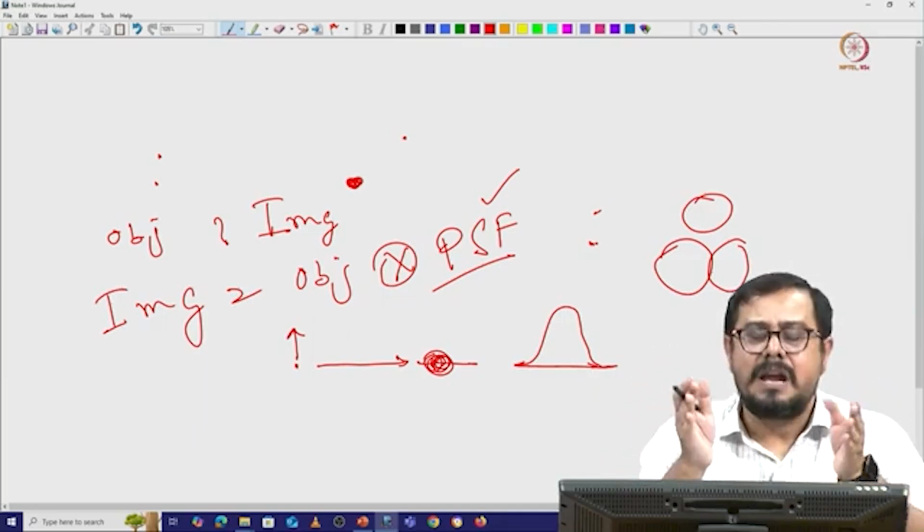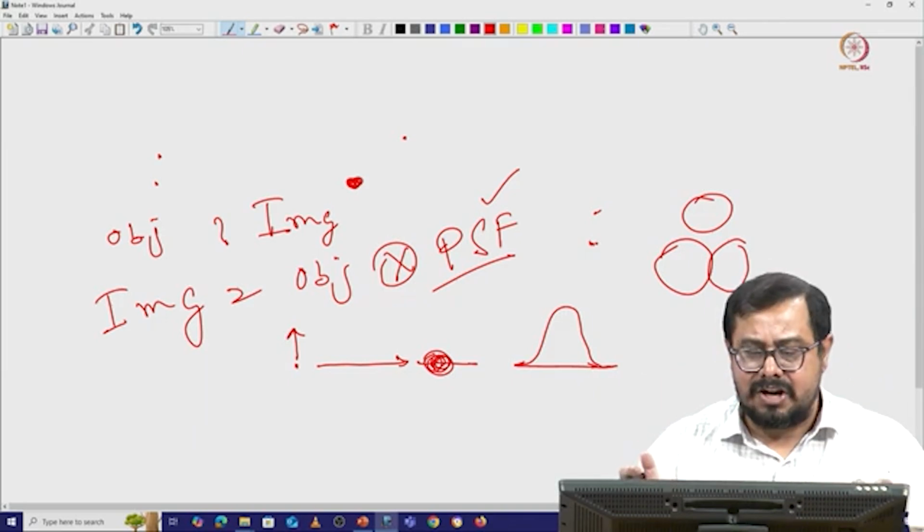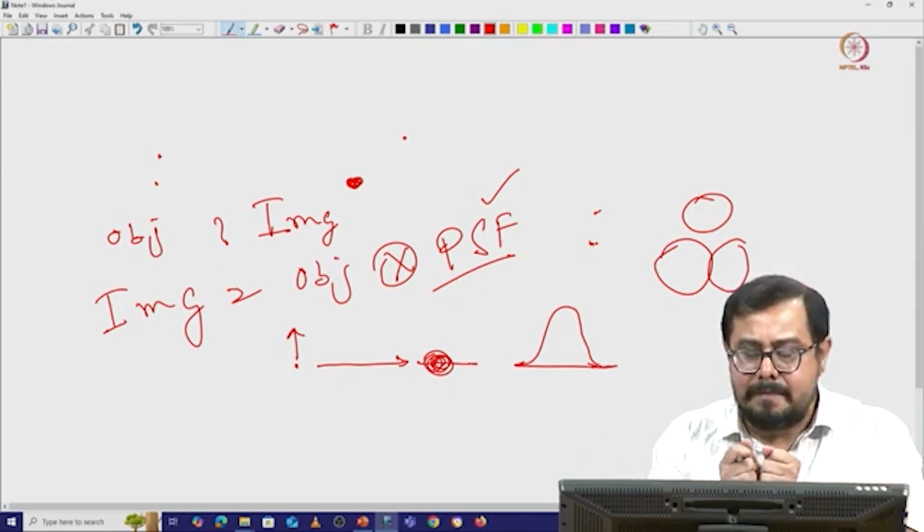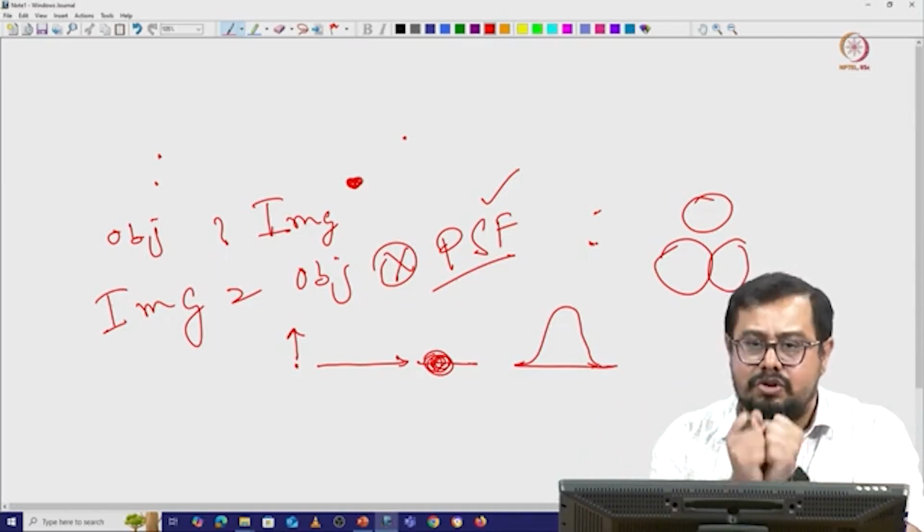That criterion comes from Rayleigh's criterion, where he proposed that this is the minimum distance required to resolve two points.